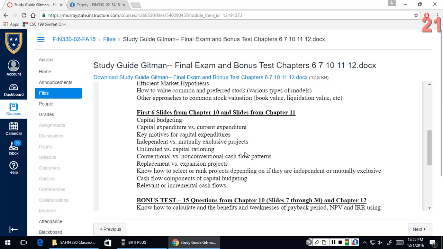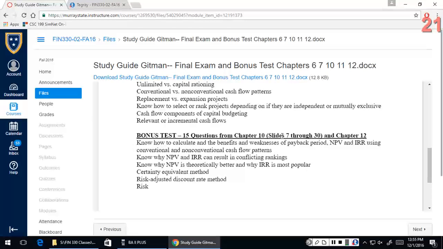And then the bonus test, which is from chapter 10, slides 7 through 30, and then 2 slides from chapter 12, that's what we just got through talking about, and that's how to calculate the different techniques regarding capital budgeting. Payback period, net present value, profitability index, and internal rate of return. So you need to know how to calculate all of those. Know why net present value and internal rate of return can result in conflicting rankings. We just finished talking about that. Know why NPV is theoretically better and why the internal rate of return is the most popular.